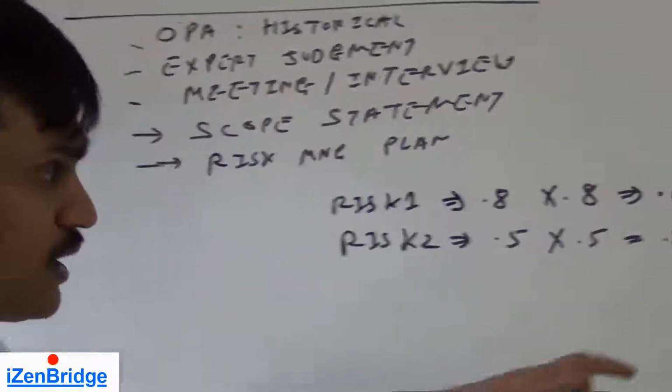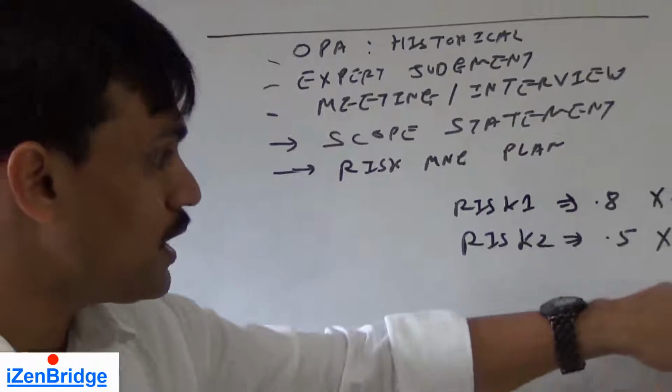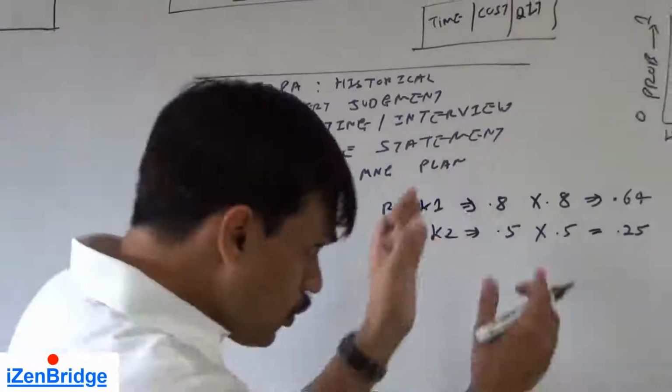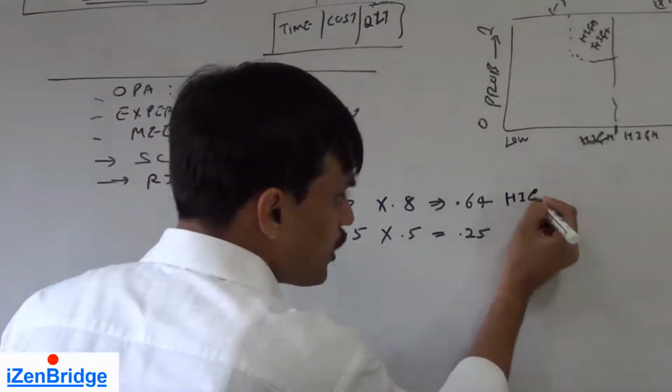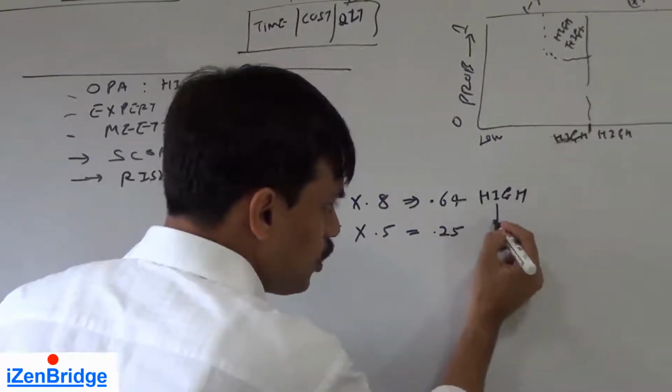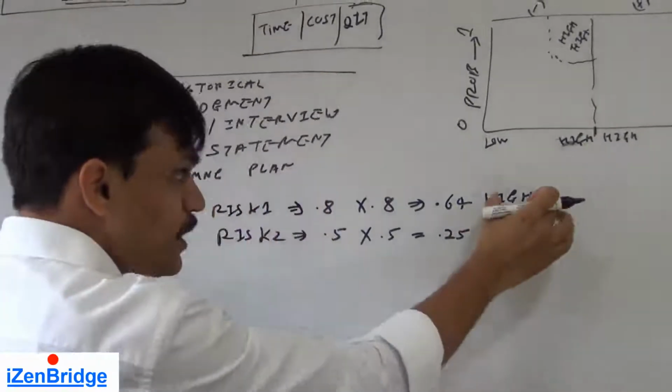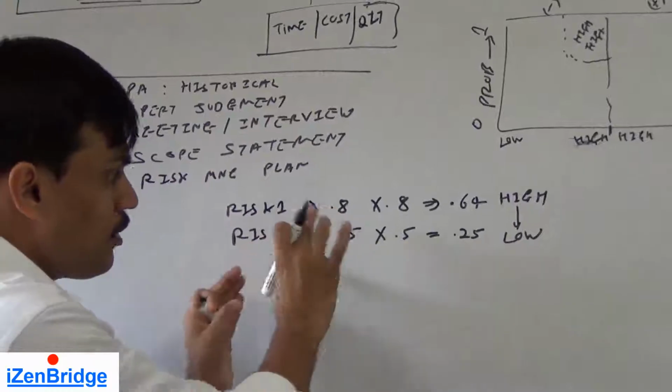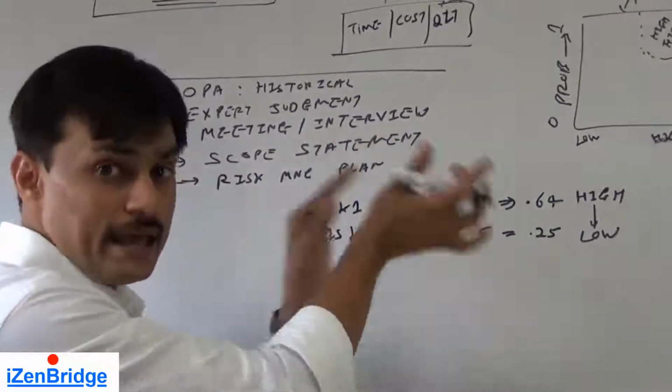So now we have one risk at 0.64 and another risk at 0.25. It shows that this one is of high priority and this is relatively lower. Now this priority is not driven only by probability, but by the factor of probability and impact.